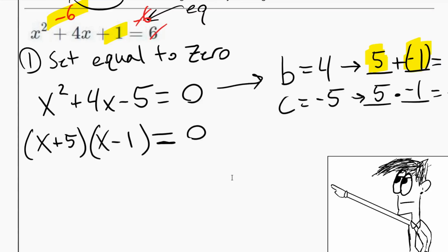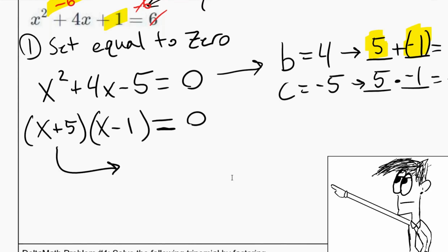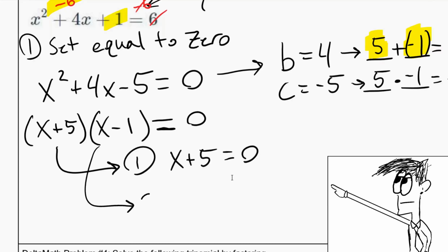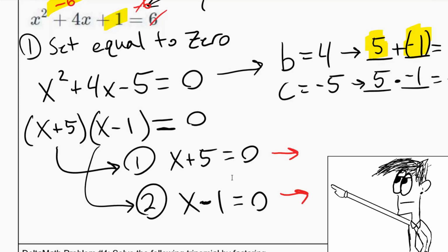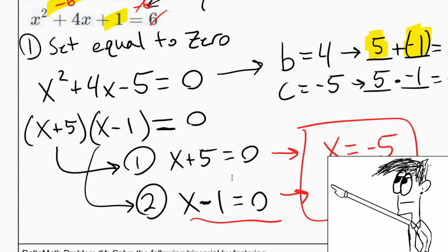To solve this equation, all you have to do is consider two cases. Case number 1, the left factor equals 0. And case number 2, the right factor equals 0. In both cases, this is a really simple Algebra 1 problem. It gives us two different answers. x plus 5 equals 0. If I subtract 5 from both sides, I get x equals negative 5. And if I add 1 to both sides of the other problem, I'll get x equals 1. And you can enter that in as an ordered pair on Delta Math as your two solutions to that quadratic.